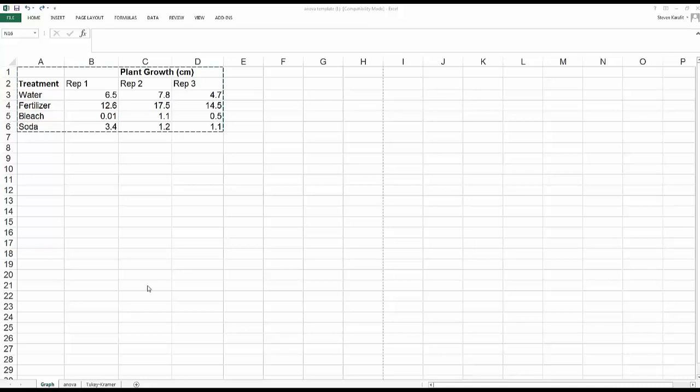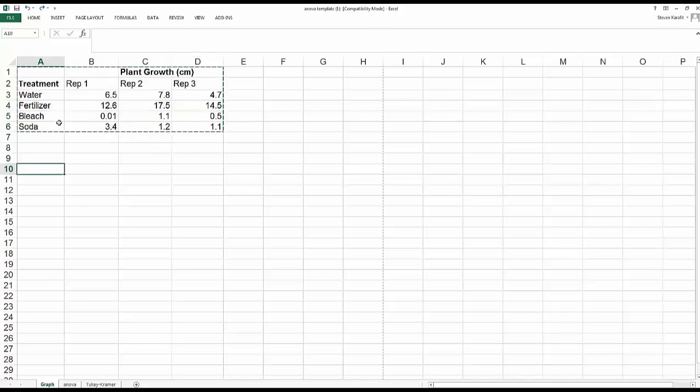I downloaded the Anova template from the lab website, and I pasted it here, and we can see there are 3 tabs: Anova, Graph, and Tukey-Kramer. This is the page I would do my graph on. I am not going to do the graph, I'm just going to analyze the data for now. So the first thing we do is we copy this table. So we highlight it and we copy it.